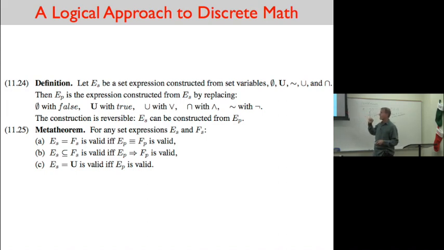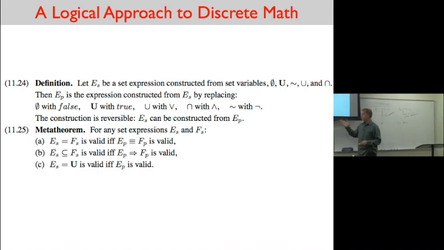11.25 is a metatheorem. Now check this metatheorem out. This is really quite nice. There's three parts to it. Part A, E sub s equals F sub s. Now what's the type of E sub s? Set. And what's the type of F sub s? Set. So we have equality between two sets. So this is a set equality. Are you with me?